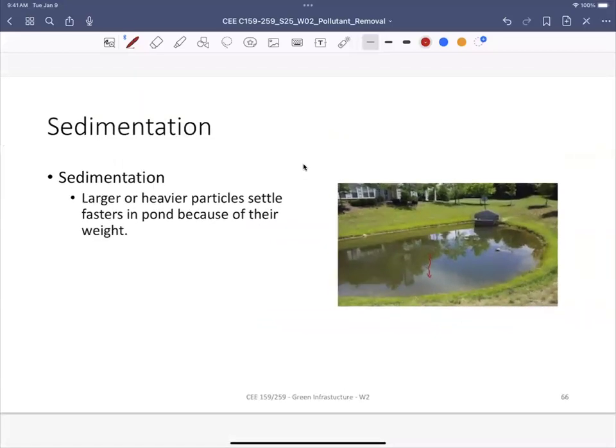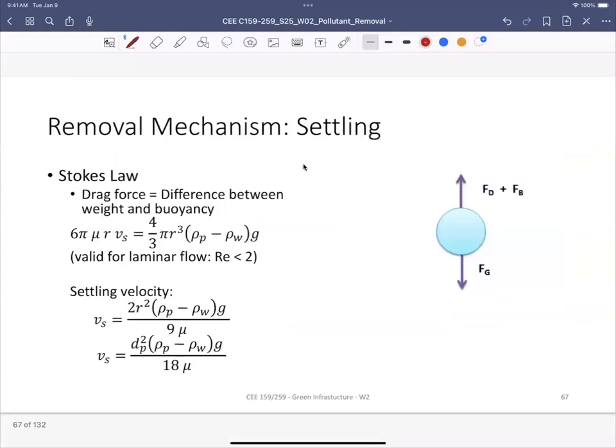The sedimentation rate is determined by particle size, water composition, and the size or shape of the detention pond. In principle, the larger and heavier the particle, the faster it will settle inside the pond. So sedimentation depends on the size and density of particles. How do you predict that? That's based on Stokes' law.